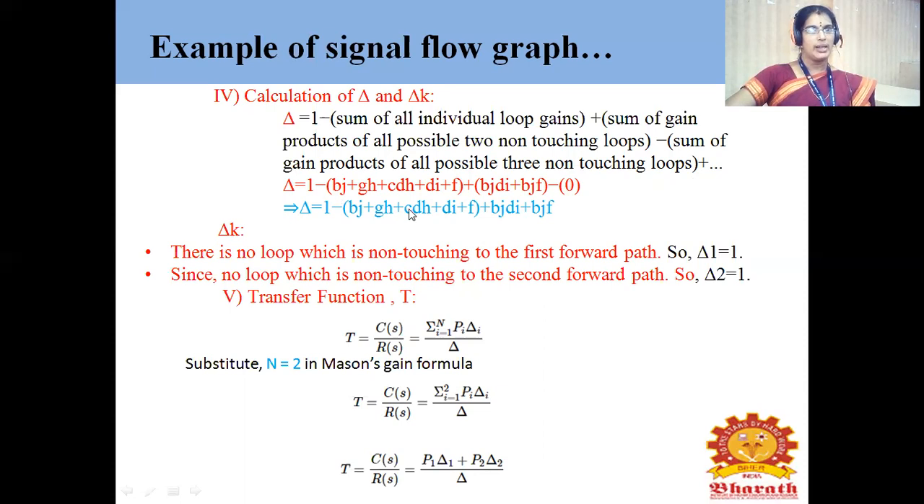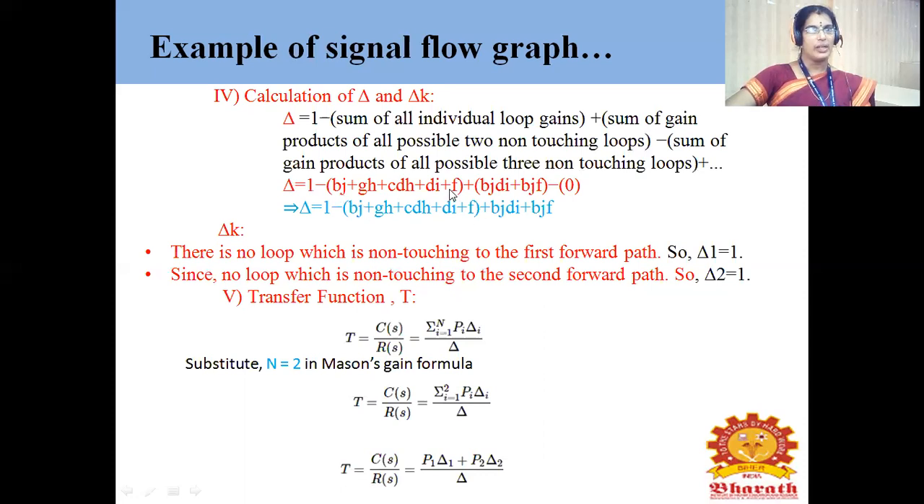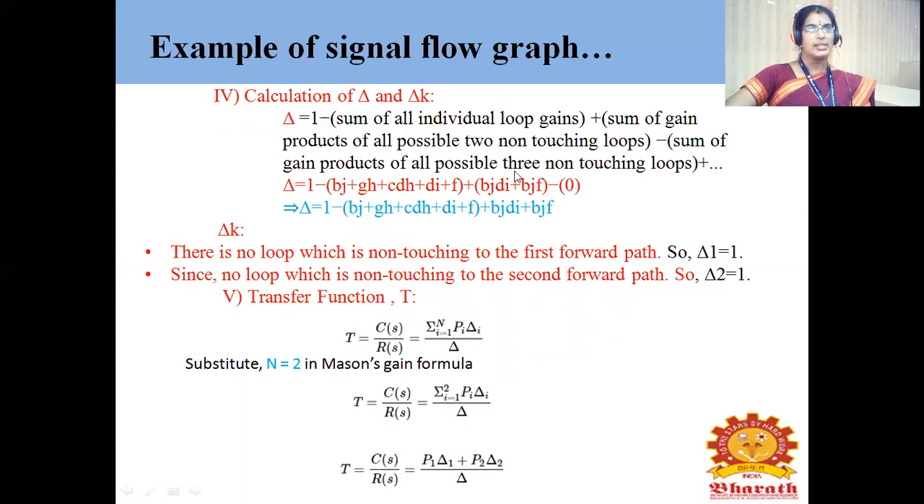See what I mean to say here is, in the previous slide, if you are taking Bj plus Gh plus Cdh plus Di plus F, that is the representation which I have given here. Okay, in the second one, the products of all possible combinations of 2 non-touching loops, right? So Bj Di plus Bj F is nothing but the second term in the delta value, and the third term, gain products of all possible 3 non-touching loops, is not available in this example, so I'm considering it as 0. Now I'm adding everything and we are finding the value of delta. We got the value of delta.